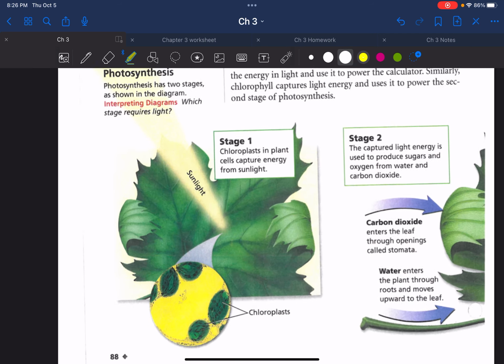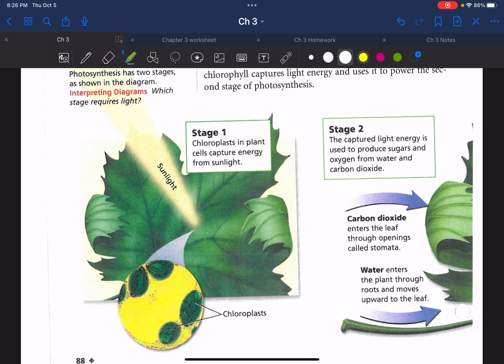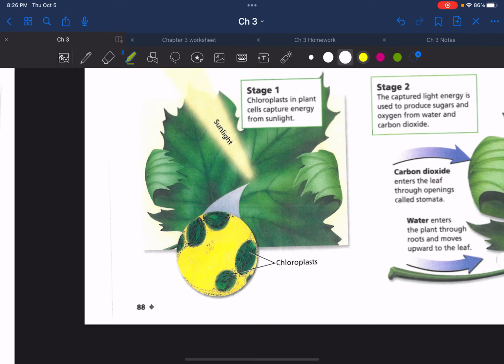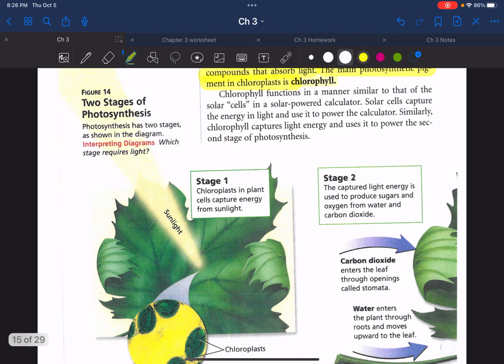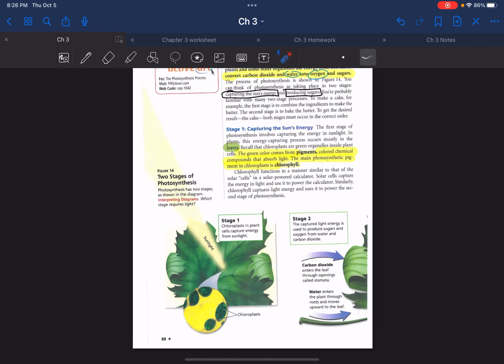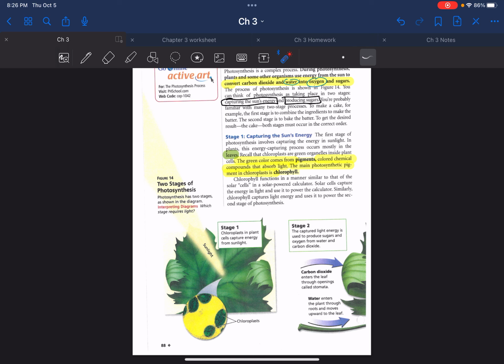This is a really cool picture. So here's our little leaf, right? The leaf is green because of pigments inside the chloroplasts called chlorophyll, okay? So here's an image under a microscope of the chloroplasts. And let me go and read this to you. It says photosynthesis has 2 stages, as shown in this diagram. Stage 1, chloroplasts, which are these little beans, in plant cells capture the energy from sunlight. So step 1, they capture it, okay? Let's go ahead and read about step 2.